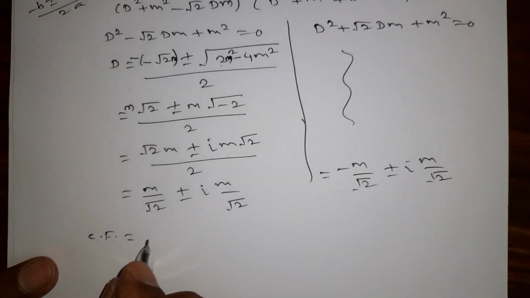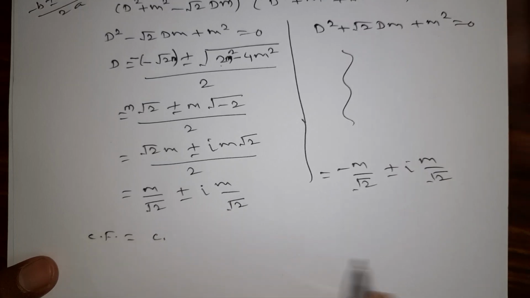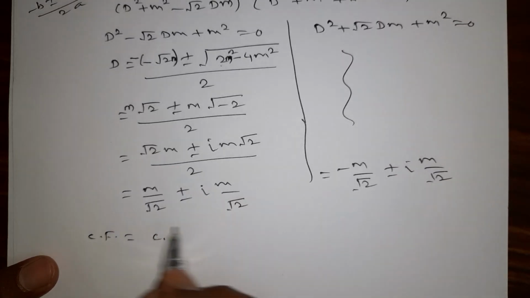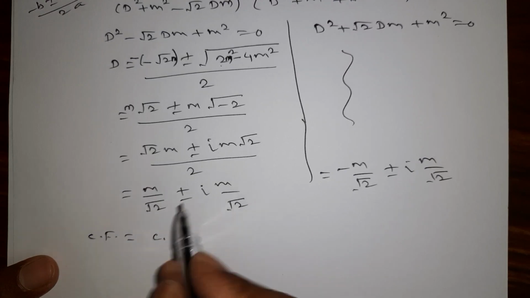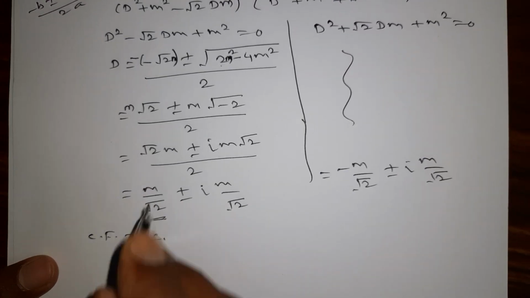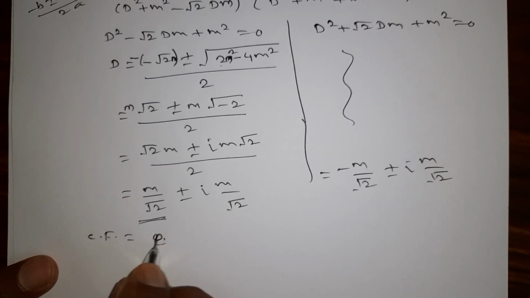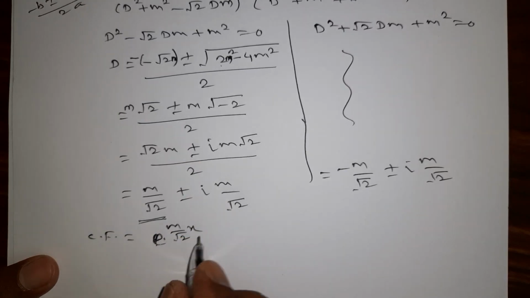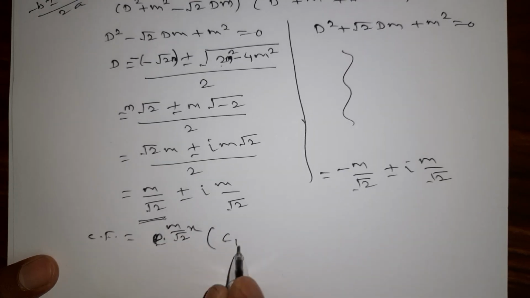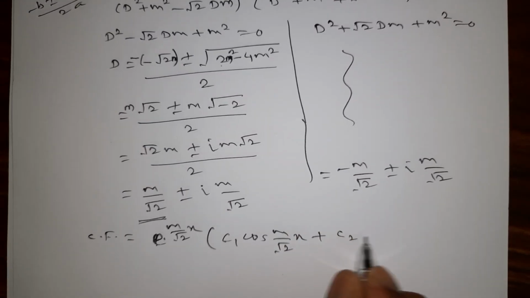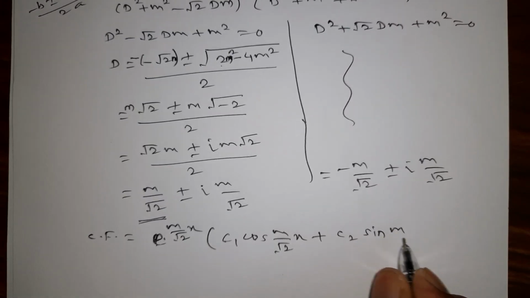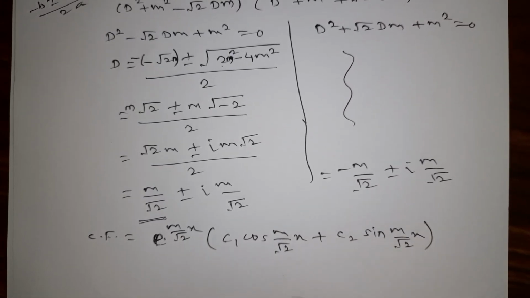CF is equal to C1 plus C2, I have to write, but its roots are imaginary. Whenever roots are imaginary, then this term we take e to the power. So, here e to the power m upon root 2 into x, in bracket I get C1 cos m upon root 2 into x, correct, plus C2 sin m upon root 2 into x for the first term.